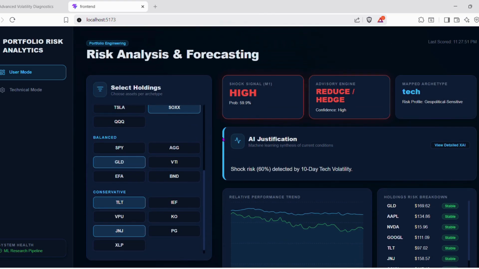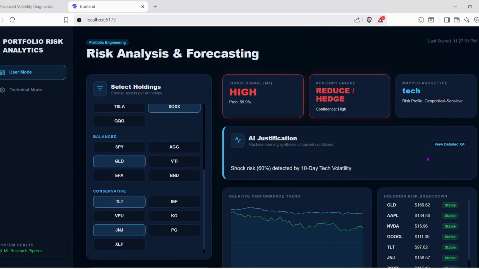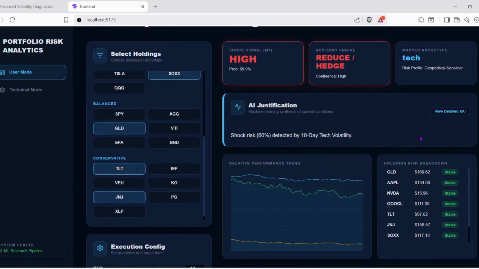So as we can see, on the basis of the portfolios that we have given, the shock signal received was high, and our advisory engine, in short, is telling us to reduce our hedge fund in the particular types. The mapped archetype that we got from a simple rule-based categorization was tech, and our risk profile was geopolitical sensitive, which states that our risk profile has mostly been affected by the geopolitical aspects. Then we also have a layer of AI justification.